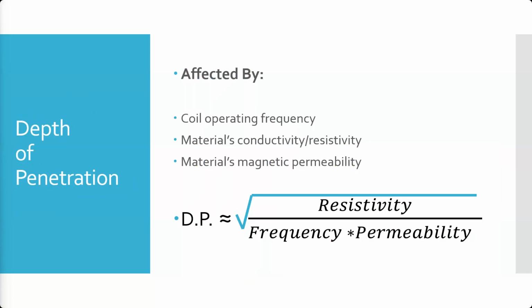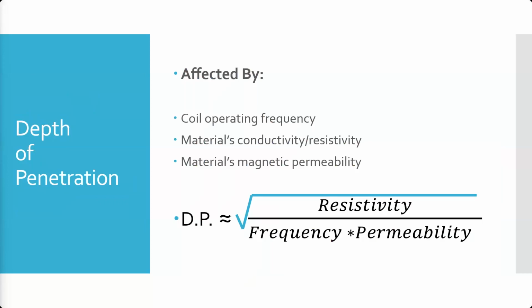Yeah, it's the square root of this entire equation. So it's the square root of this entire thing. It's the resistivity divided by the frequency, which is the coil operating frequency, which we can set with our eddy current tester, times what's called the permeability. So we saw permeability in magnetic particle testing. That has to do with the material's magnetic permeability, right?